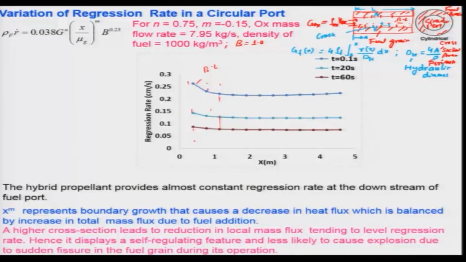That is the beauty of the hybrid propellant rocket engine, as it is less prone to explosion as compared to the solid propellant combustion engine, due to the sudden fissure or the crack on the solid fuel grain.